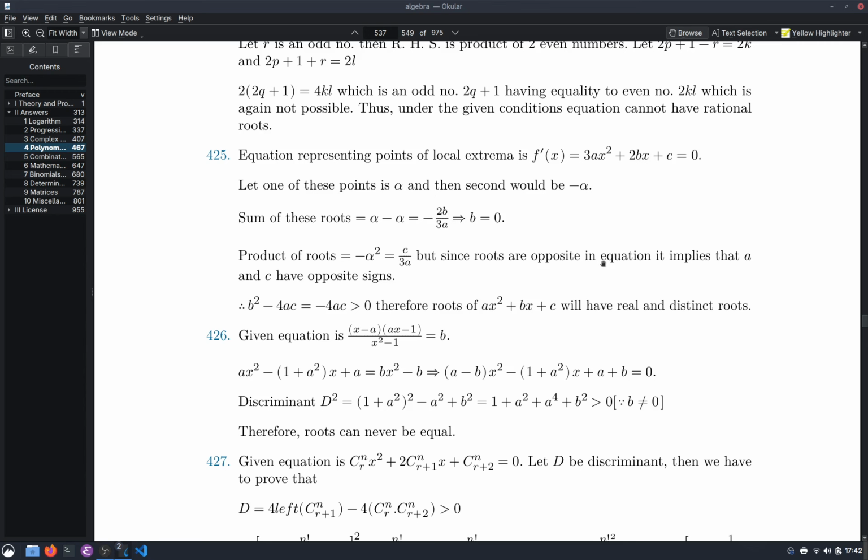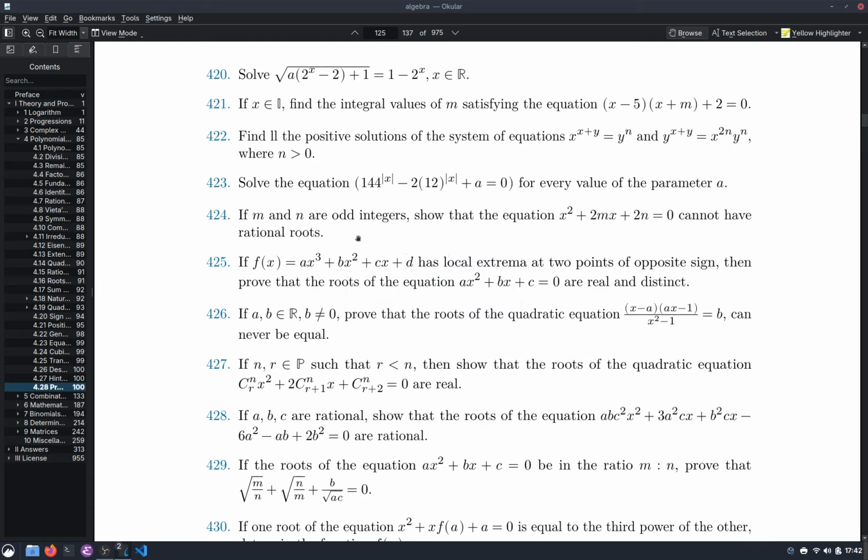But since roots are opposite in sign, it implies that a and c have opposite signs. Okay. So we now find b square minus 4ac, which gives us minus 4ac. Now a and c are of opposite signs, therefore this will become positive, which will be greater than 0. And therefore x square plus bx plus c will have real and distinct roots.